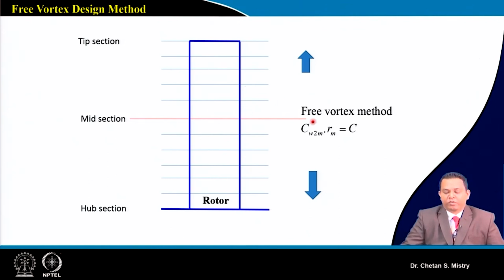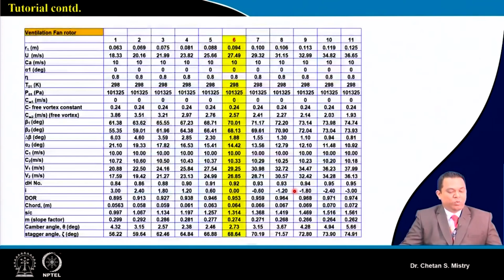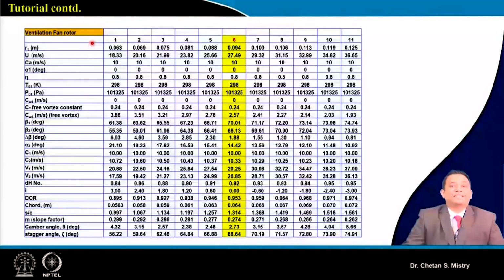Now once we are going with this, as per our understanding, if we are opting for the free vortex, we will be selecting Cw into R equal to constant. That is what we calculate at the mid station. This constant we will be applying from the mid section to the tip section and from the mid section to the hub section, and based on that we will be calculating Cw2, and based on that we will be doing all our calculation as we have done for almost all cases. Once we do that calculation, this is the final design sheet.